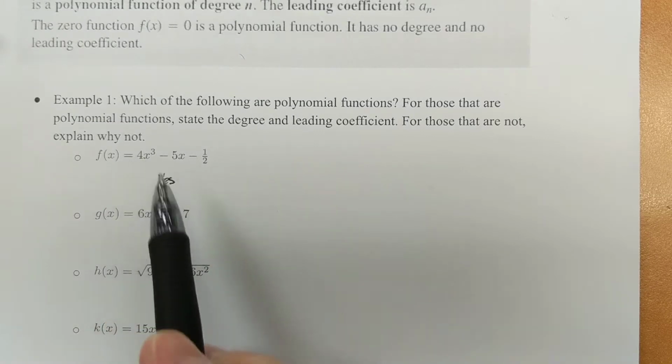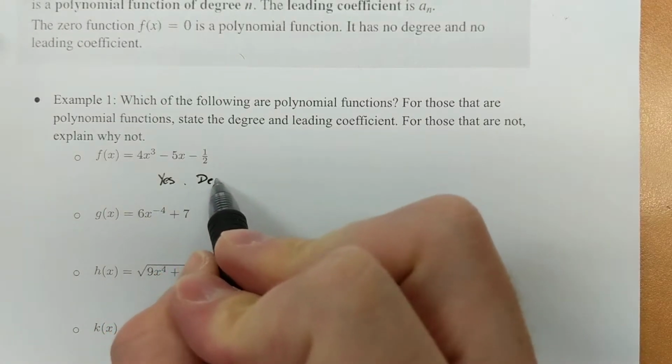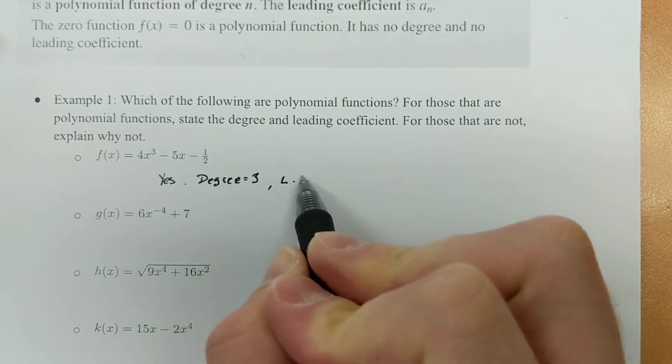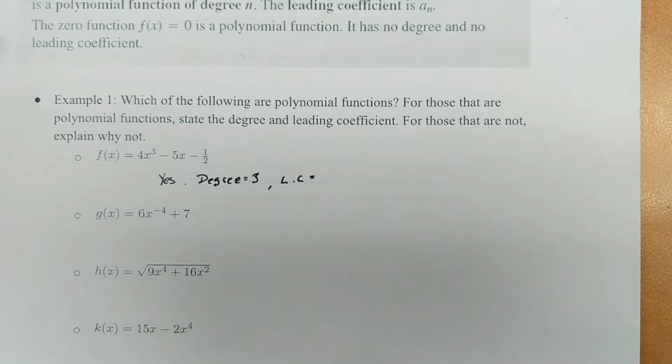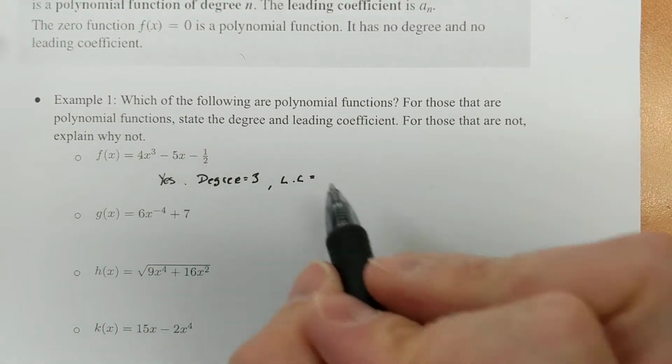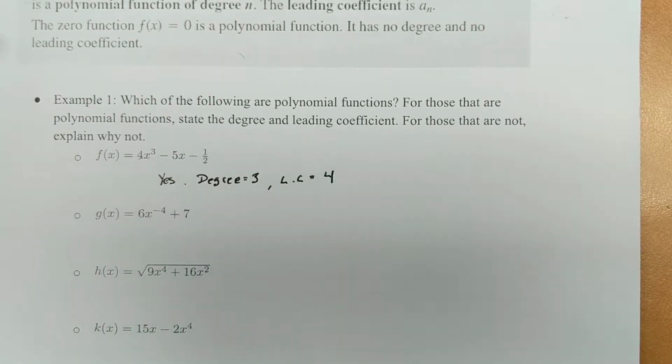For those that are, state the degree. So the degree is the highest power, so the degree is 3. The leading coefficient is just the coefficient on the term with the highest power. So if the highest power is 3, the leading coefficient is its coefficient, or 4.